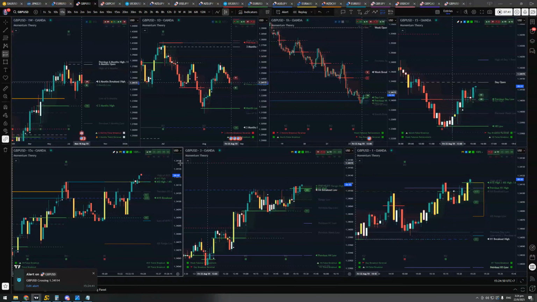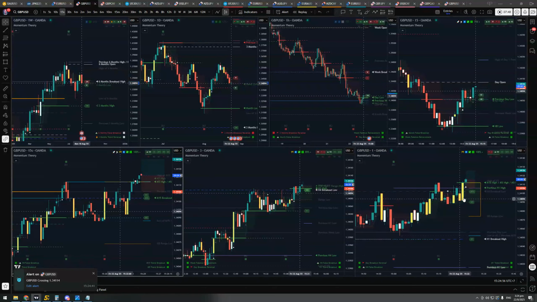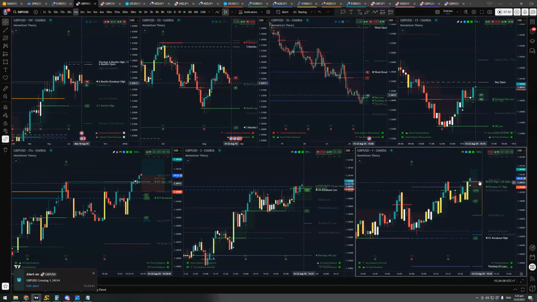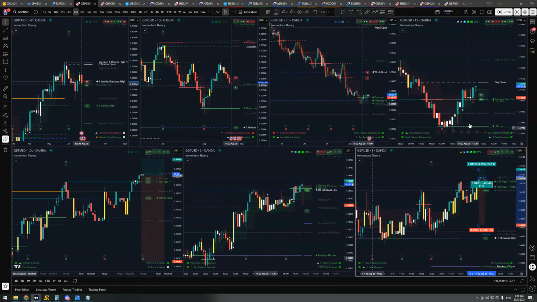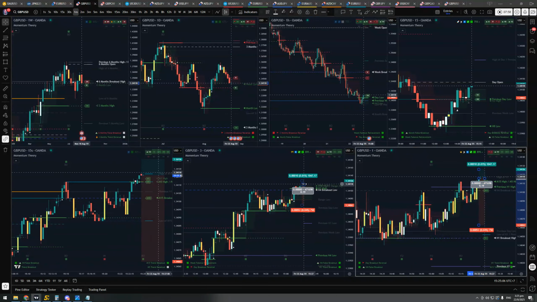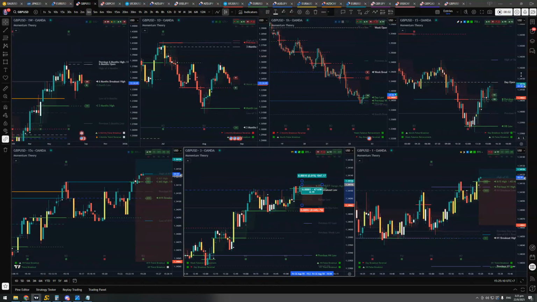Okay, so same concept, except instead of dropping down, I don't always have the 15 seconds open. So instead of dropping all the way down, I can just take a look at the timer. Okay, so that's the entry. Stop loss is at the low.